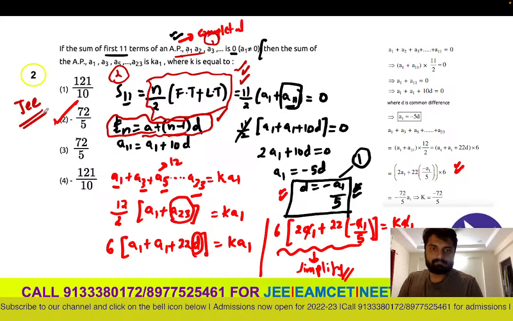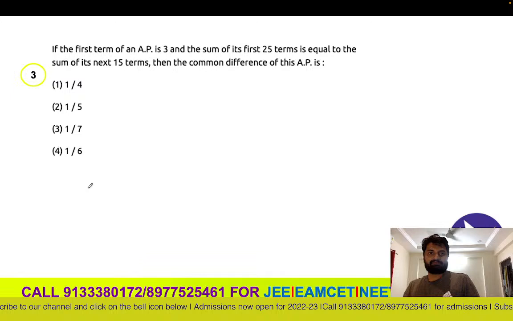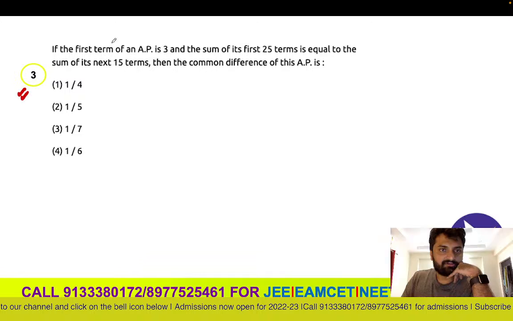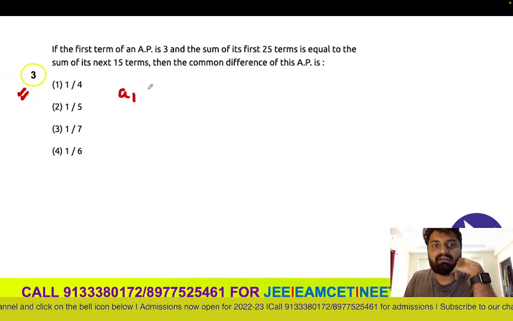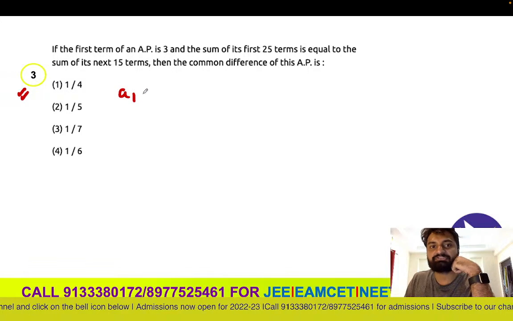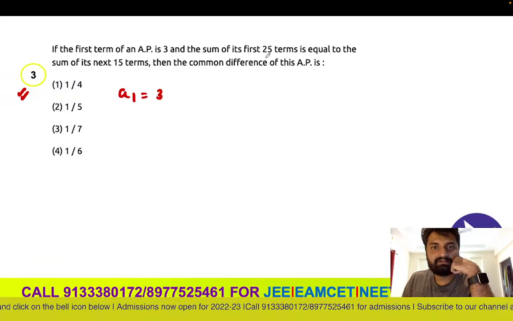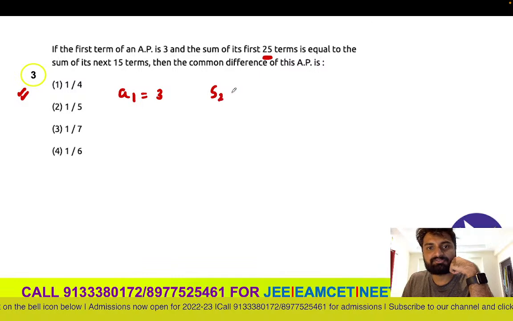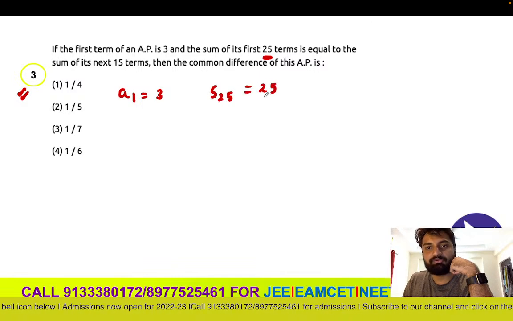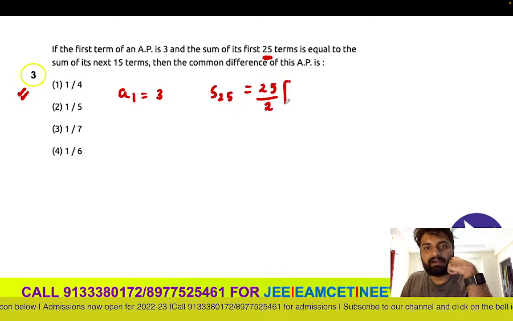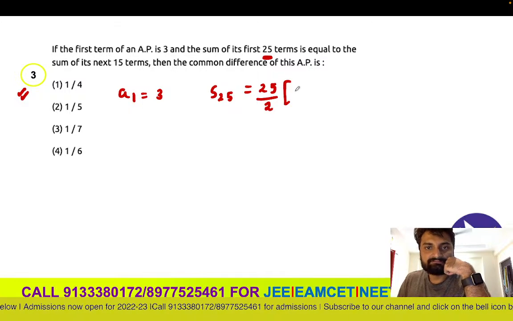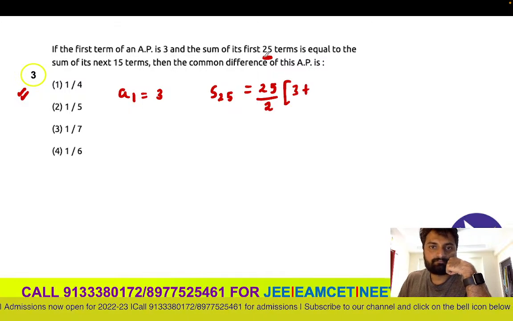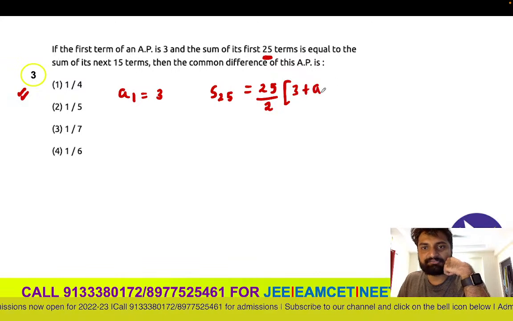So that's your second question. Now we will talk about the third question. The first term of an AP, let us say A1, the first term, is 3. The sum of first 25 terms. So what will be S25? All of you know the formula now. N by 2 into the first term plus the 25th term.